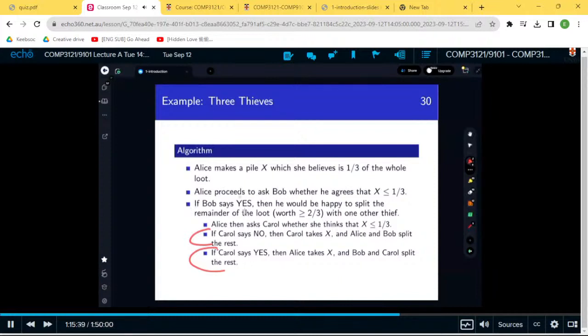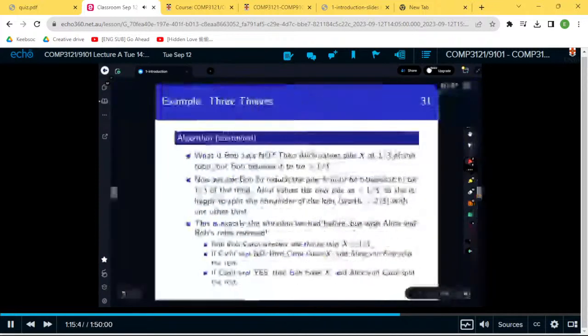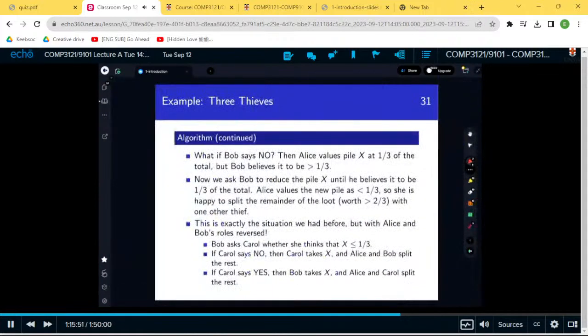So we handled the case where Alice makes this pile X, and Bob says yes. So it could be the case that Bob says no. Then Alice values the pile X as 1/3, and Bob believes it's more than 1/3. Now, what we will do is ask Bob to trim the pile. So we ask Bob to make the pile X smaller until Bob believes it's exactly 1/3 of the total. So now Alice thinks it's worth less than 1/3. Bob also thinks it's valued at 1/3.